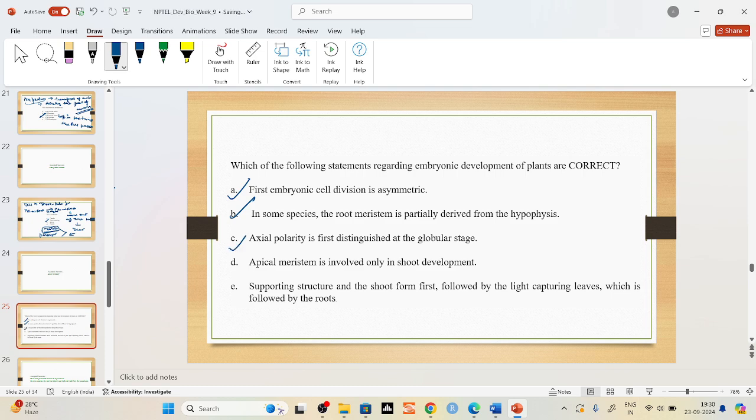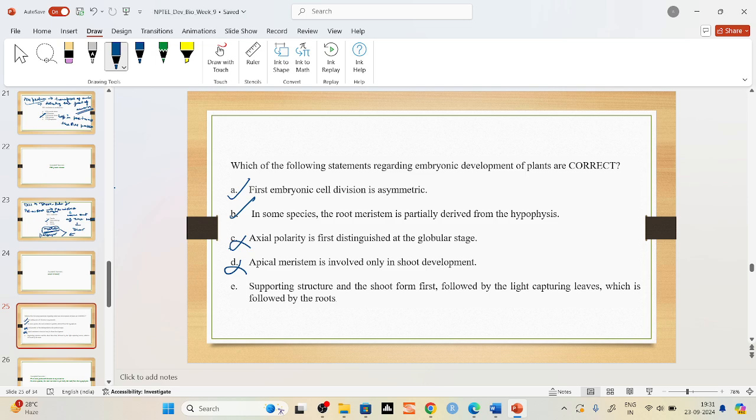Then D is apical meristem is involved only in shoot development. Sorry, this is incorrect. Why? Because the apical meristem contributes to both shoot and root development, not only to shoot development. Although there are distinct types of meristems for each, apical meristem is involved in both shoot and root development.